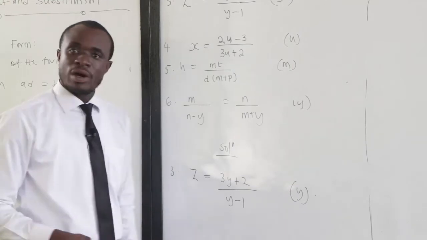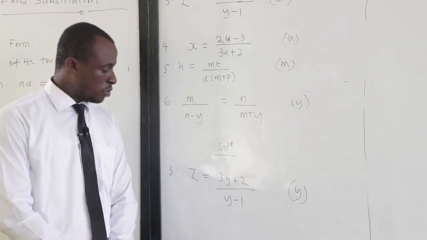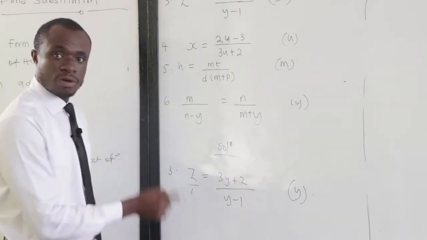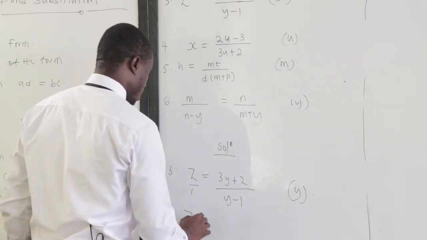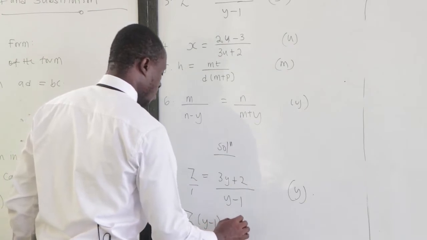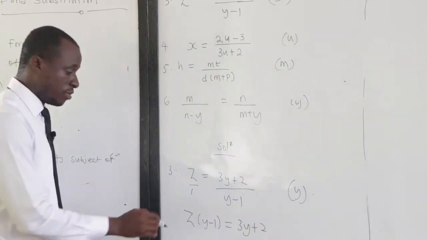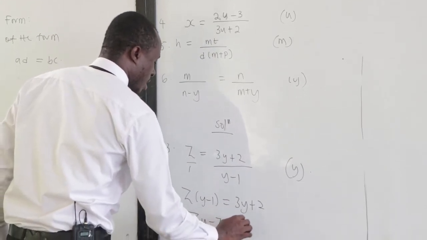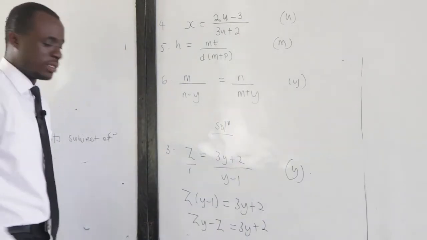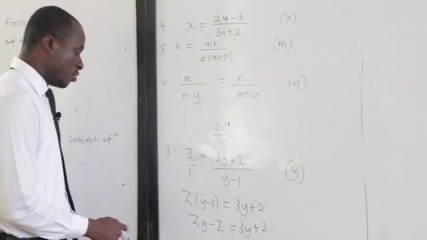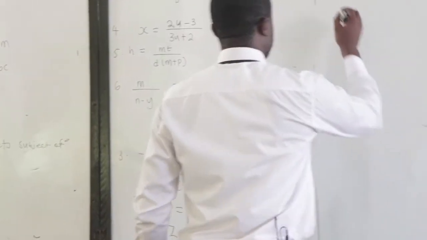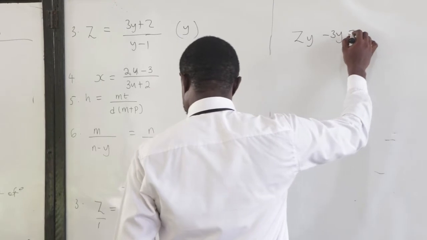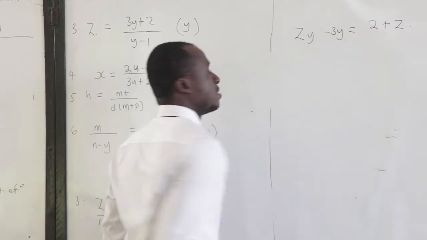Now with this, we want to make Y the subject. Z equal to 3Y plus 2 all over Y minus 1. Now this Z is the same as Z over 1. Now from here, what can we do? We cross multiply. So we have Z(Y minus 1) equal to 3Y plus 2. We expand this. We have ZY minus Z equal to 3Y plus 2. We want to make Y the subject. There's Y here, there's Y here. We group like terms. So we have ZY minus 3Y equal to 2 plus Z.